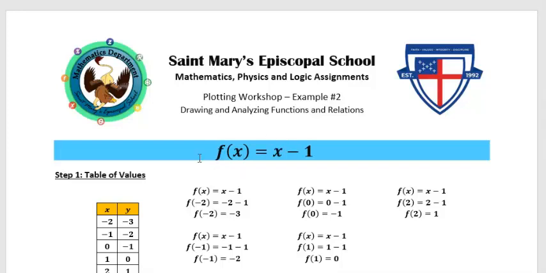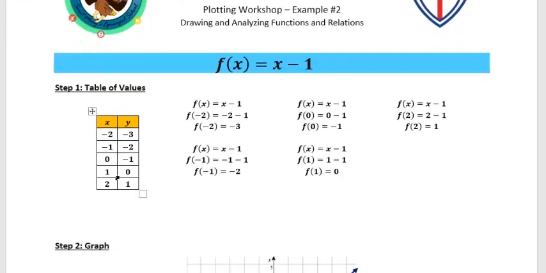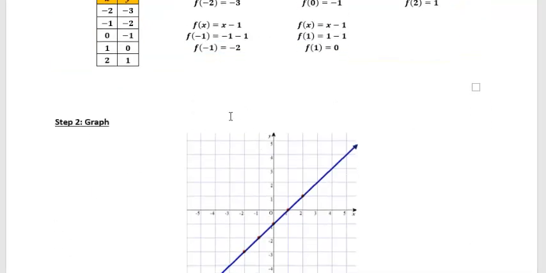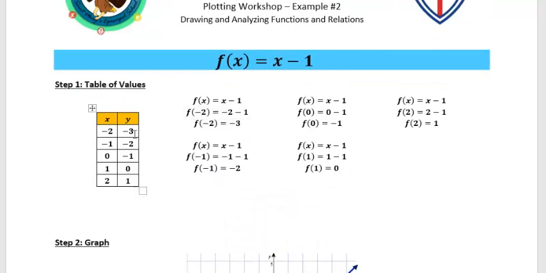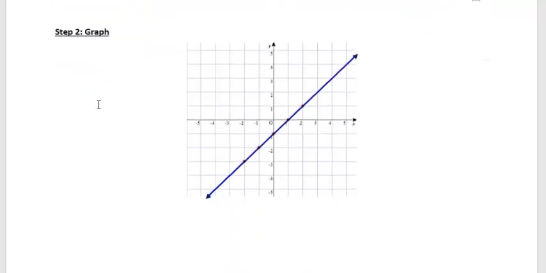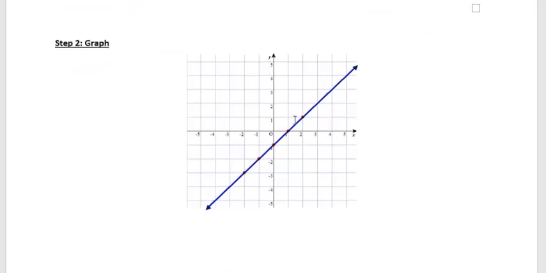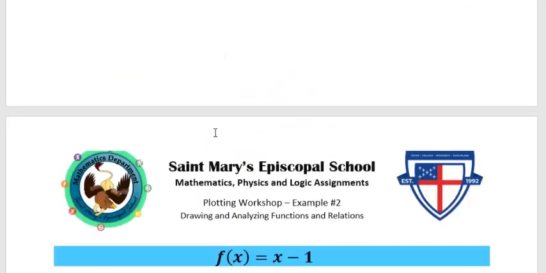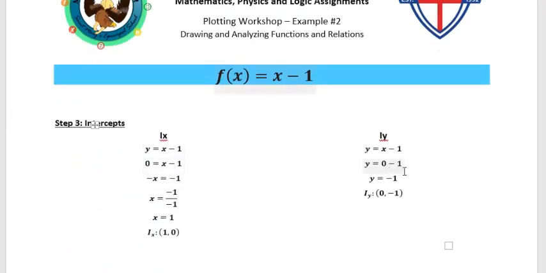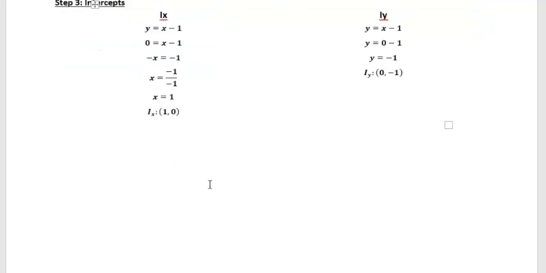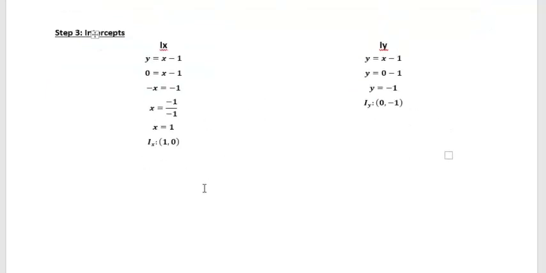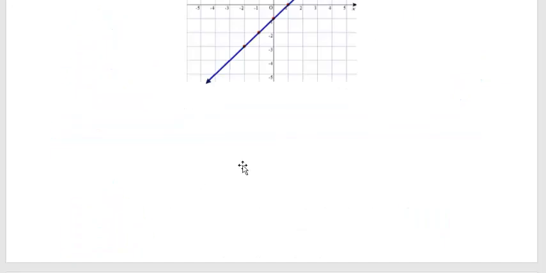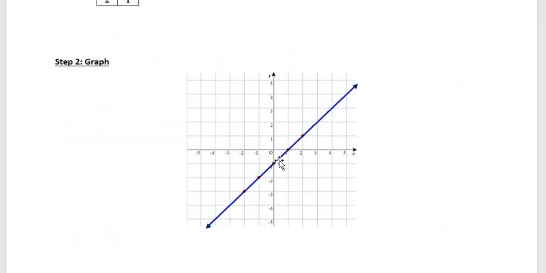Okay, we are working with a function that is using function notation f(x). We already did step 1, the table of values, substituting the values of -1, -2, 0, 1, and 2. We already found the graph using the table of values, and we already found the intercepts. So now we're going to work on step number 4, which is finding the domain and the range of the graph.